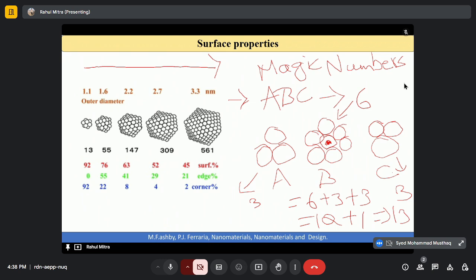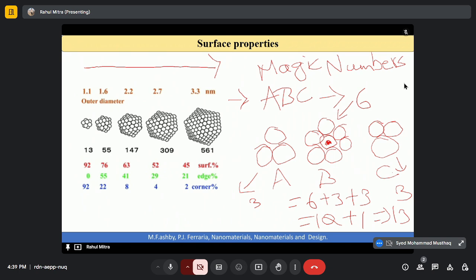So this is how it happens. Once we start putting the sequence, if we add another sequence, the number of atoms accommodated will be 55. If we add some more layers, the nanoparticle will have 147 atoms. If we add even more layers, the nanoparticle will accommodate 309 atoms, and so on and so forth. So this is how the sequence for the formation of an FCC structure happens. We even have its name, octahedron.